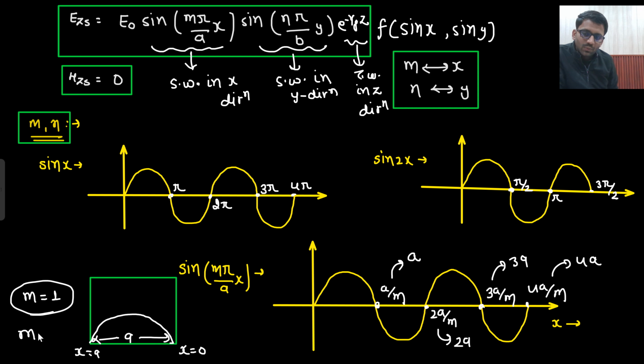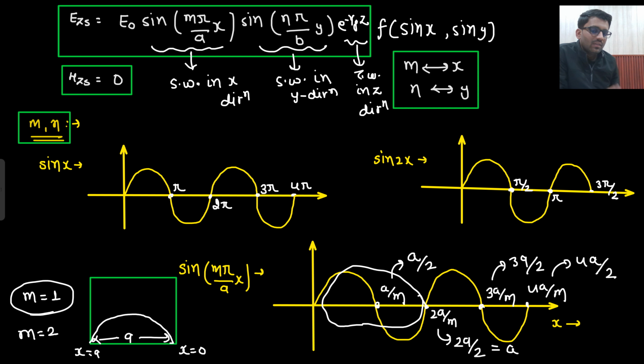If m value is 2, then what will happen? This will become a by 2, this will become 2a by 2, this will become 3a by 2 and this will become 4a by 2. What is 2a by 2? 2a by 2 is a only. So from 0 to a, two half cycles are coming. So if your m value is 2, then two half cycles would come.